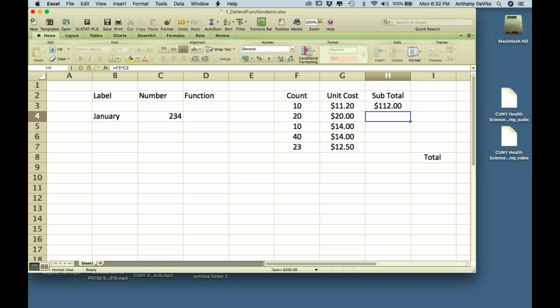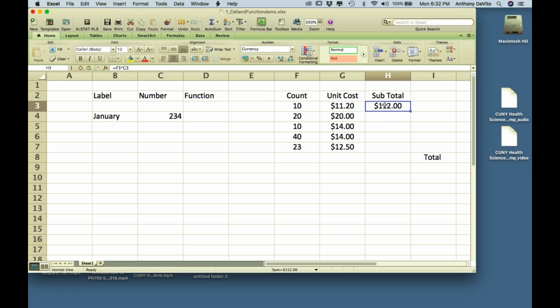And that's what I did. I went down instead of across. $112 does the calculation for me, just as it did before. Now I can continue and say here equals F4 times G4, and it also does that calculation for me as well. Notice the case didn't make a difference.